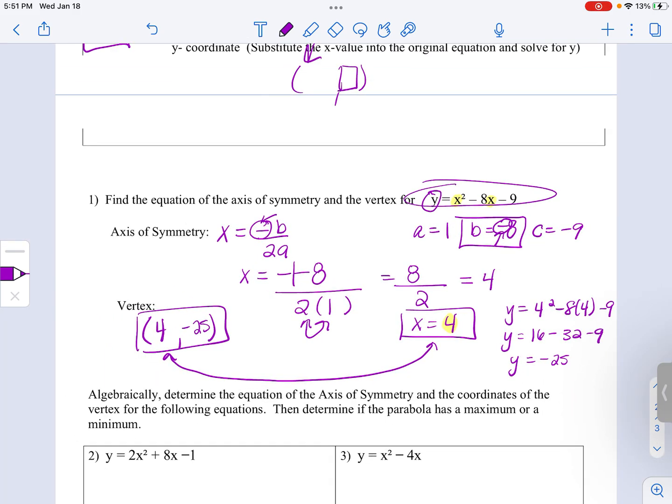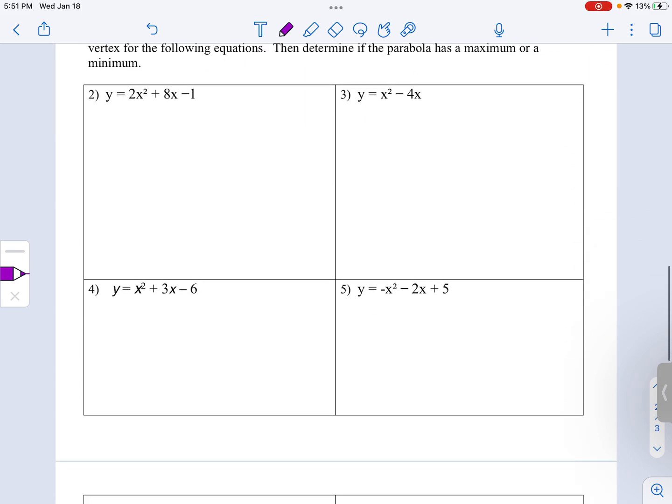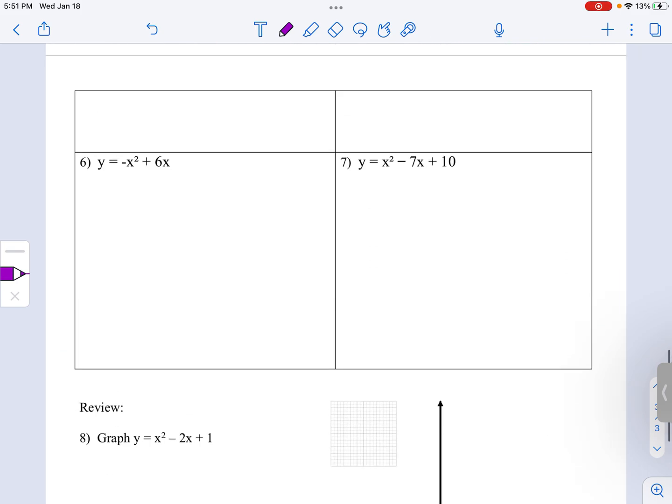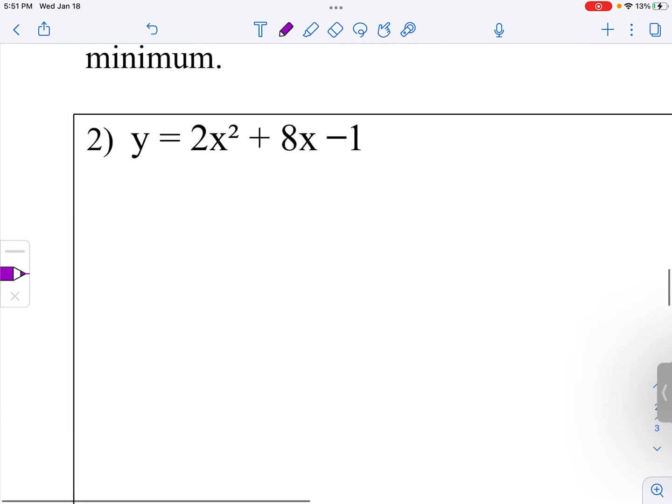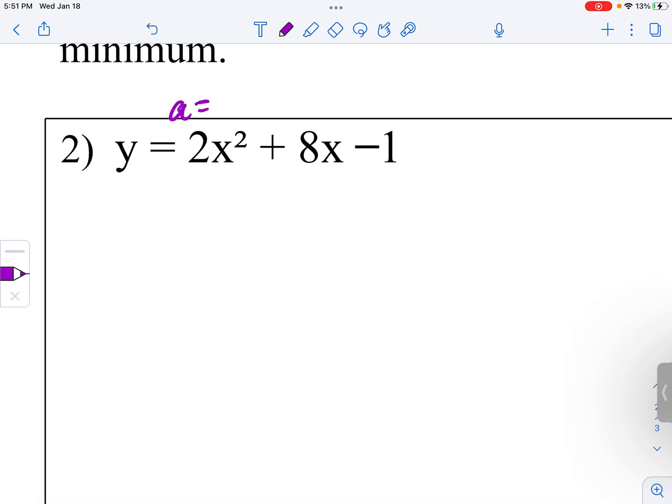That's it. You got your axis of symmetry and you got your vertex. So literally we're just plugging in. I'm going to do 2 more with you, and due to my voice that I'm struggling with a little bit right now, I'm going to have you guys do the rest on your own. It's the same thing over and over again, so I think you guys will all be fine. If you don't get a chance to finish in class, just finish for homework tonight. So we're going to do A is 2, B is 8, C is negative 1.